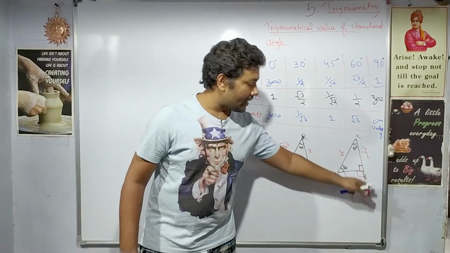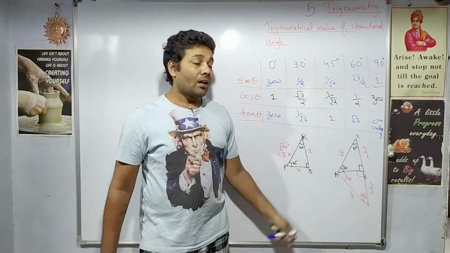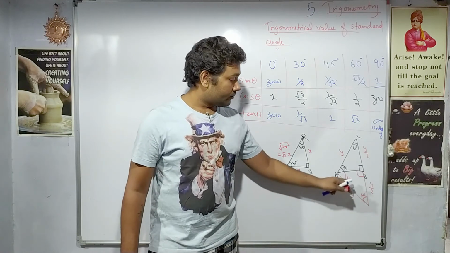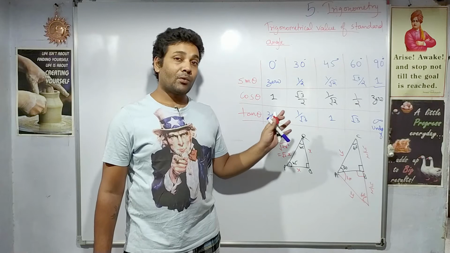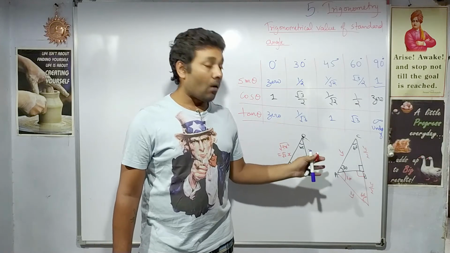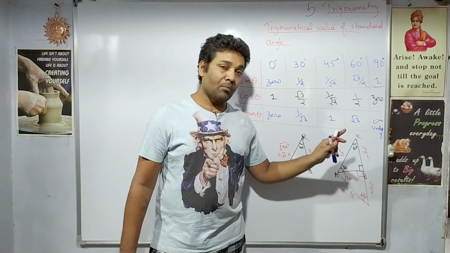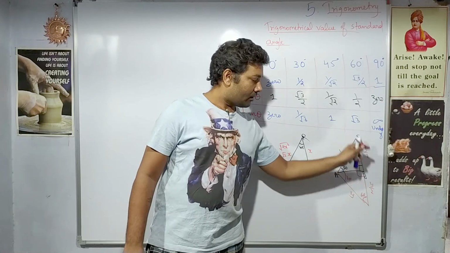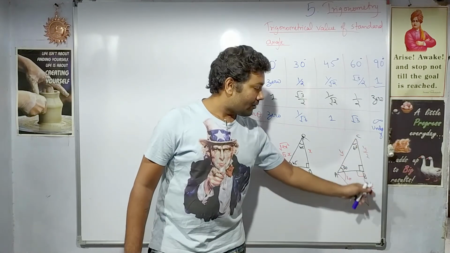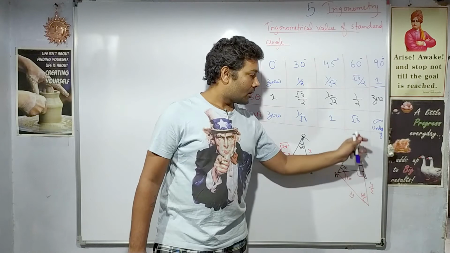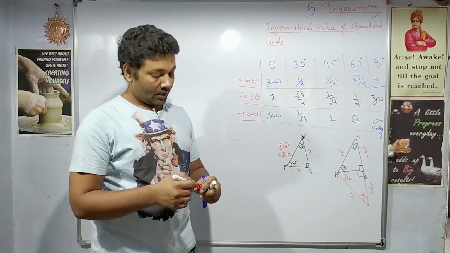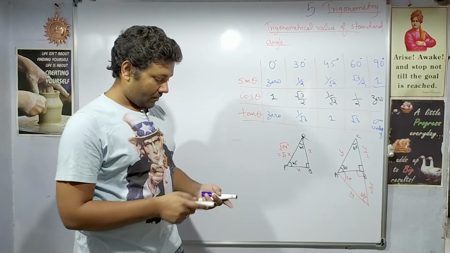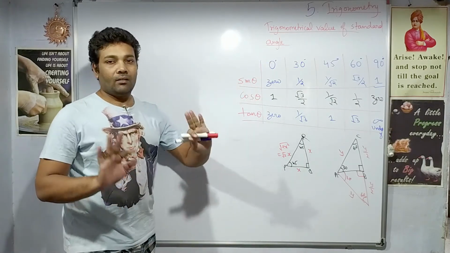By extension, I have drawn an equilateral triangle. 60, 60, 60. All the three angles are the same, so all the three sides also must be the same. y, y, y. Dividing y into two parts, exactly half part and the other half part. Now let us find these values. 0 is a standard thing as it is.